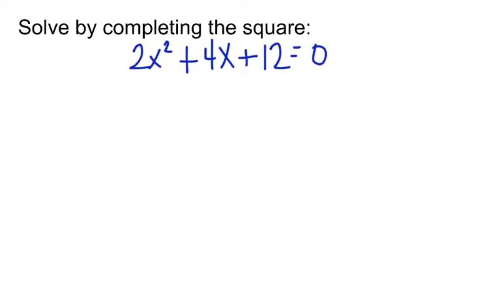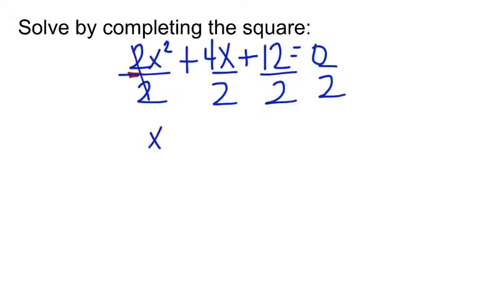The first step when we complete the square is, if we do have a coefficient in front of x squared that isn't 1, we have to divide everyone by that number, because in order to complete the square, the x squared term has to have a coefficient of 1. So I go ahead and divide everyone by 2, and this is my resulting trinomial. So now I'm ready to complete the square for real.